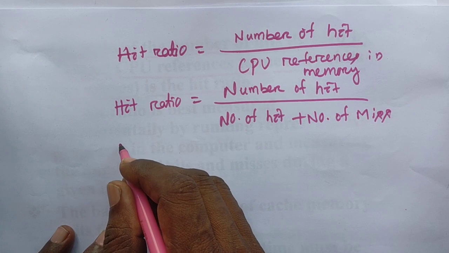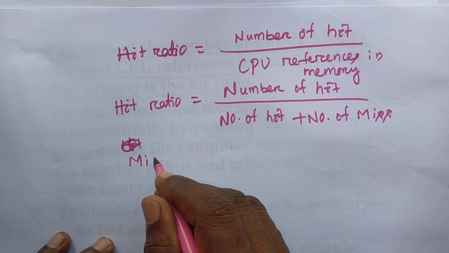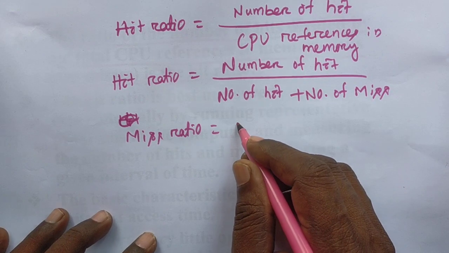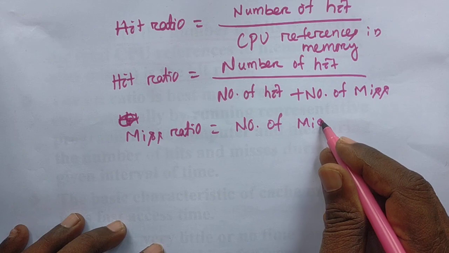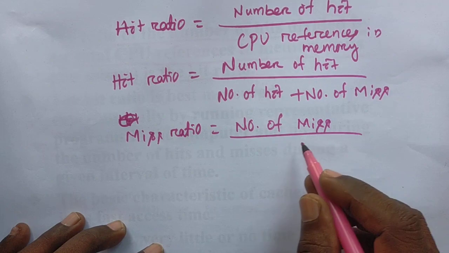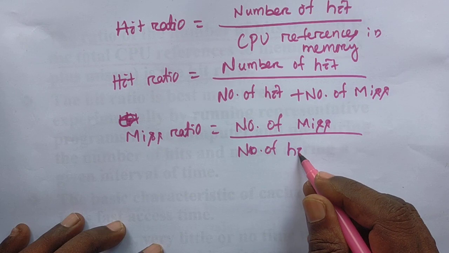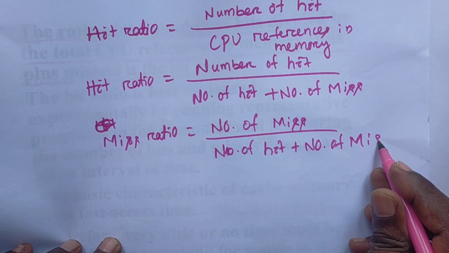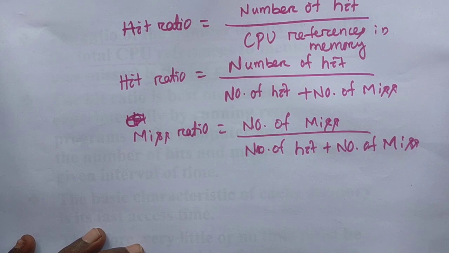Okay. Similarly, we can also calculate the miss ratio, in the same very simple way: the number of misses divided by the number of hits plus the number of misses. Okay, the number of misses we can calculate in this way. So, hit ratio and miss ratio.